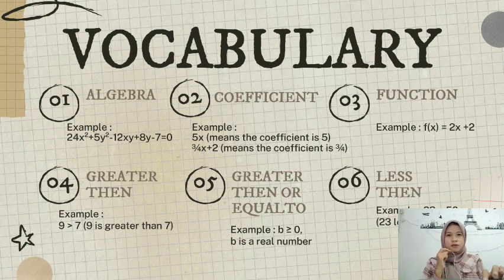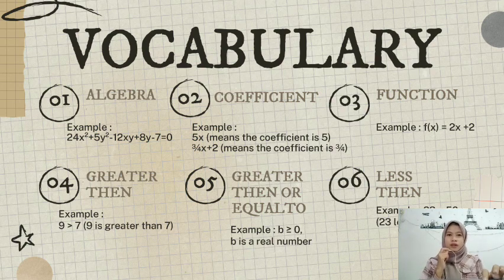And third, function. Meaning in Indonesian is fungsi. A function in mathematics, or mapping, is a special relation that maps each member of set A to exactly one member of set B. Example, f(x) = 2x + 2. A function f that maps A to B with the rule f(x) = 2x + 2.